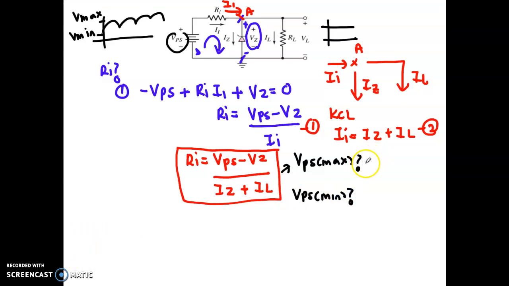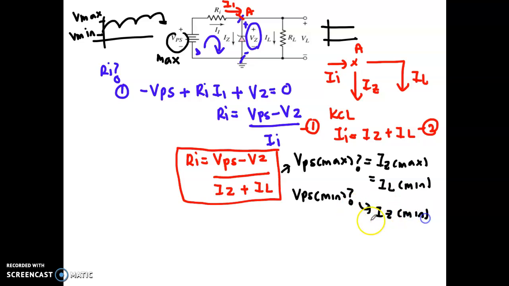Okay, the important condition here: when your Vps is maximum, your Iz current will follow your supply. So when Vps is maximum, your Iz will be maximum. And due to this KCL, when this is already maximum, this will be the inverse, right? So your IL here will be minimum. What happens when you apply the minimum value of your Vps? Your Iz will follow to become minimum and your IL will become maximum. So these are the two conditions for you to apply to this formula.